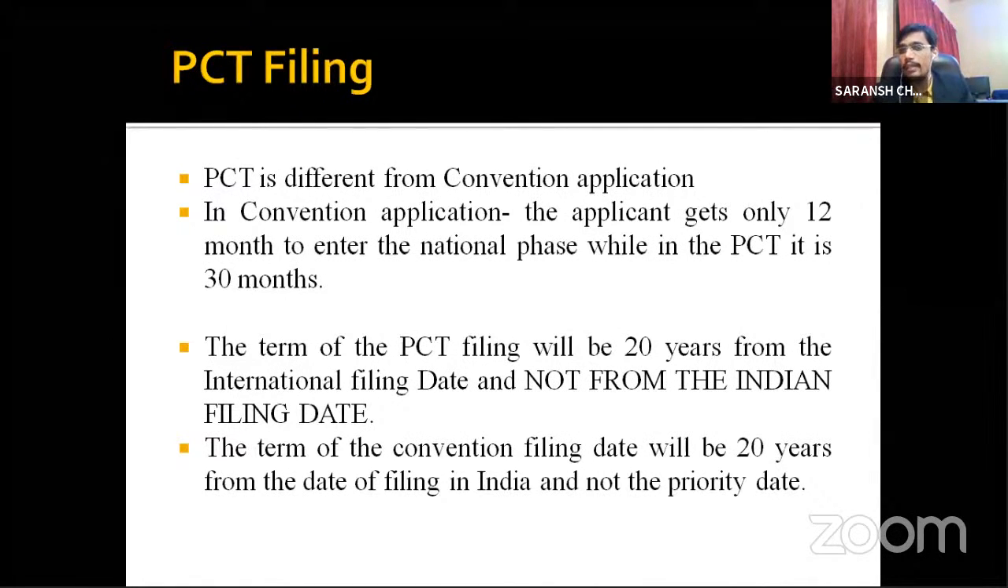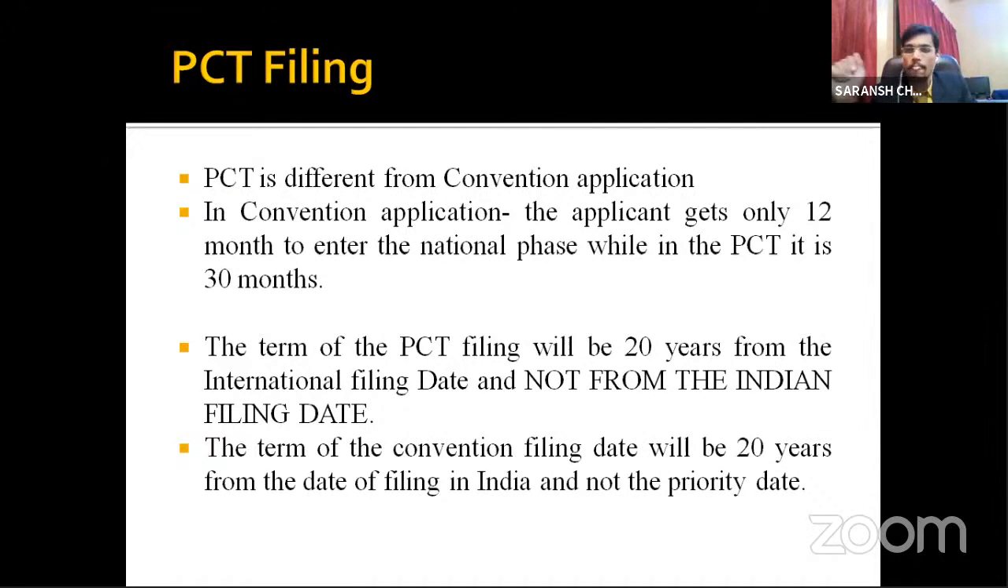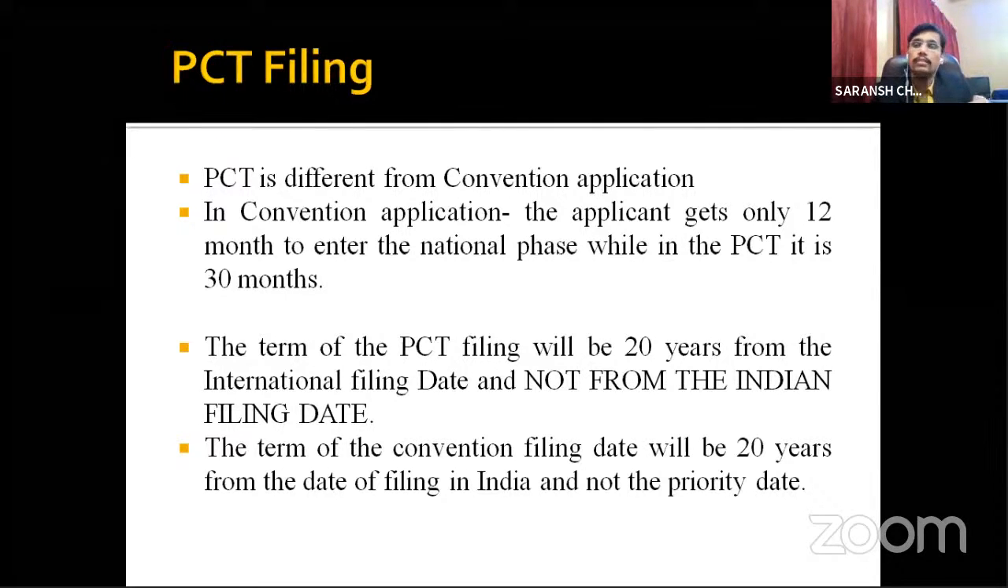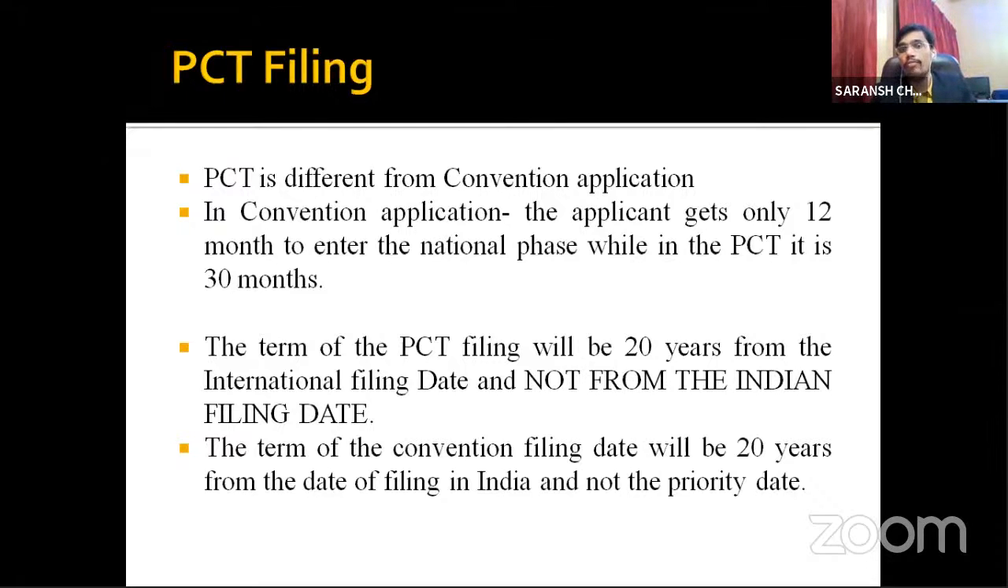Why is PCT important? This 12-month time is extended by 18 months, since PCT gives you a right to file a national phase in 30 months. So you are getting 18 more months than the conventional route to file your application wherever you want. And you are also getting an international search authority, international publication, everything, right? So that is an important part of PCT, thereby which you are getting more time. You are getting an international search report, an international publication, and, even more important, more than 30 months, right? 18 more months to enter into a national phase. The term of PCT will be 20 years from the international filing date.